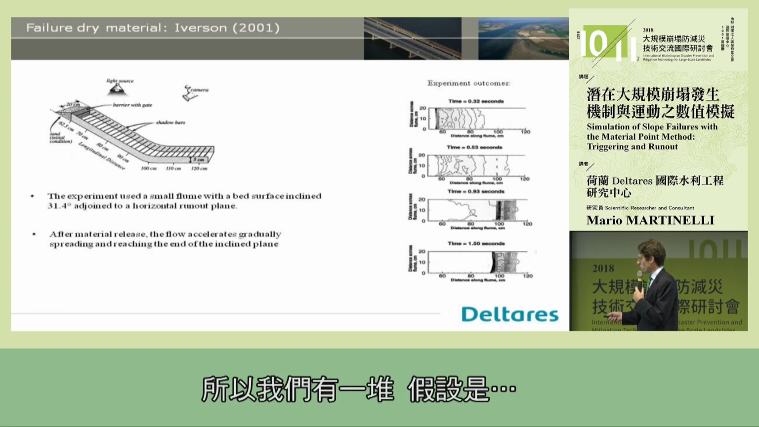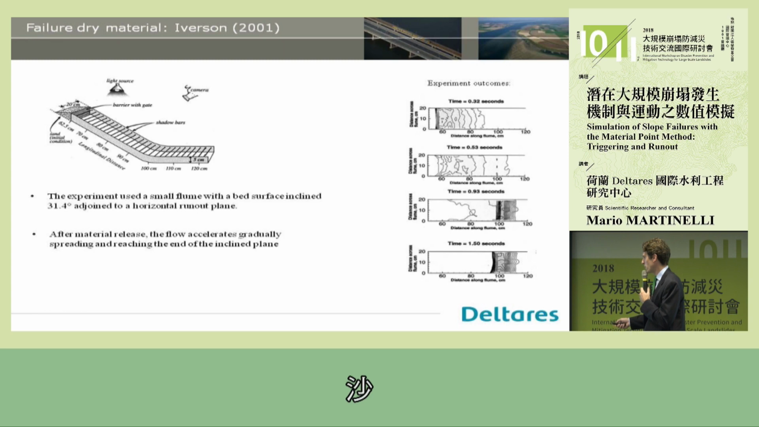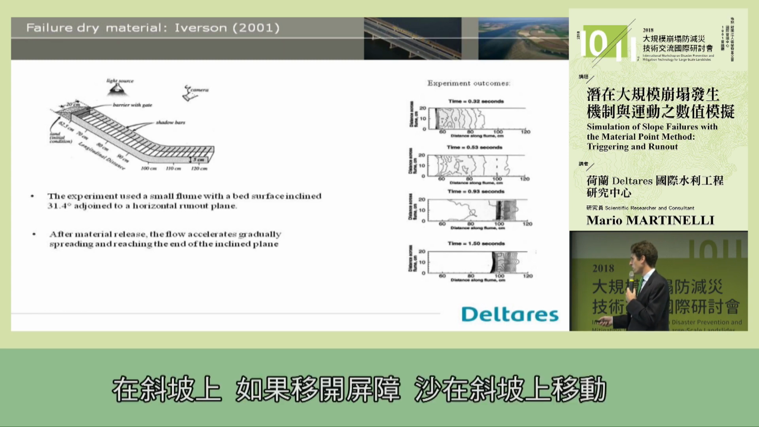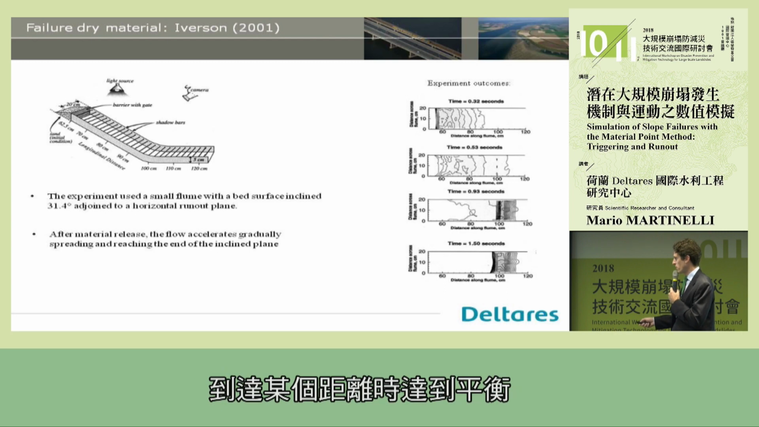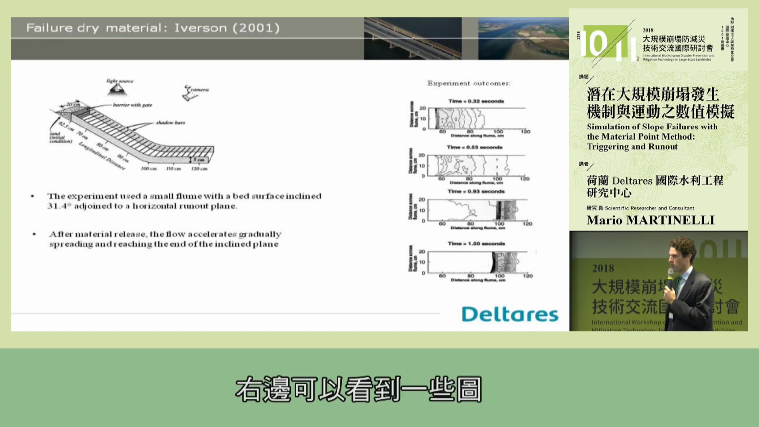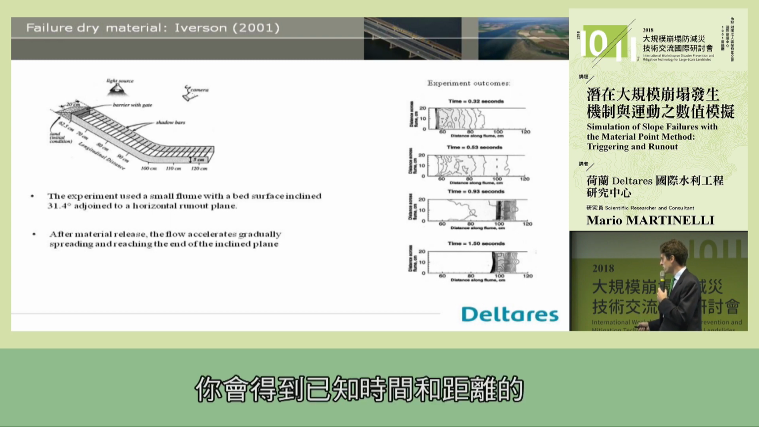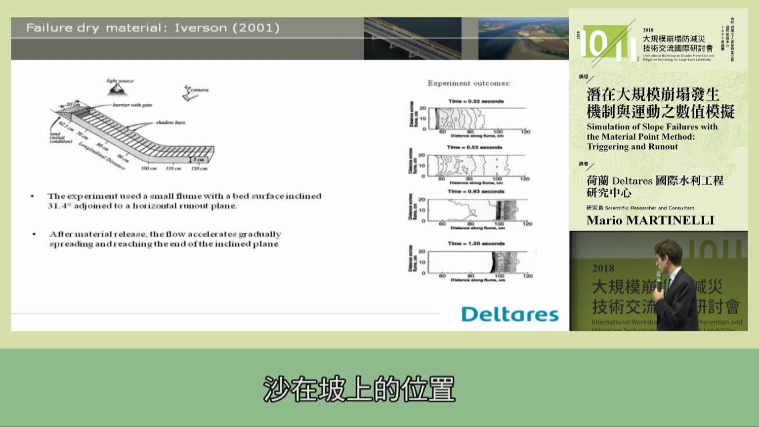So we have a bunch of sand on an inclined slope, and then what happens is that the barrier is removed, and then the sand is moving along the slope, and then reaches the equilibrium after a certain distance. And you see some images here on the right side, where for a given time instant, you have the position of the sand along the slope.